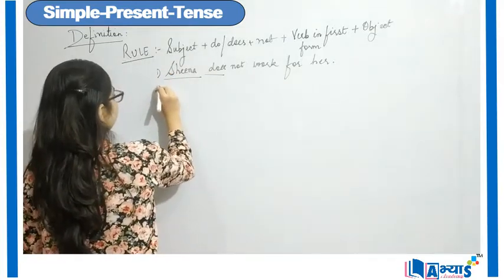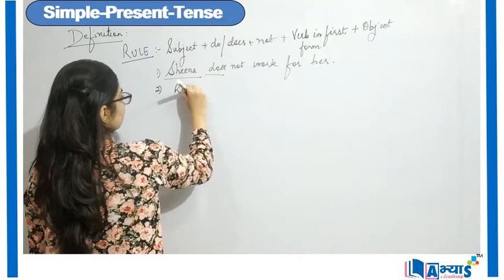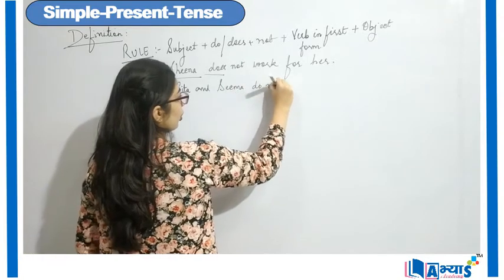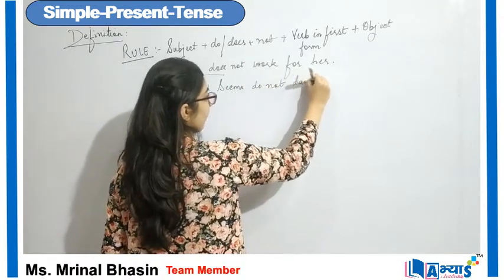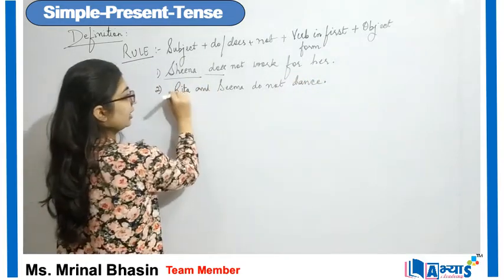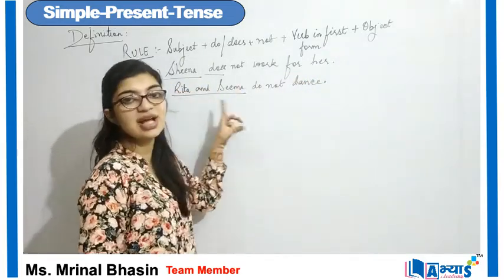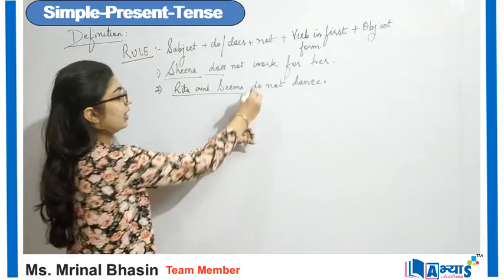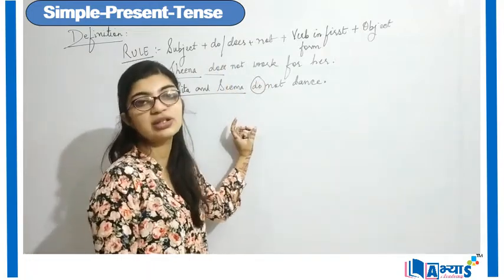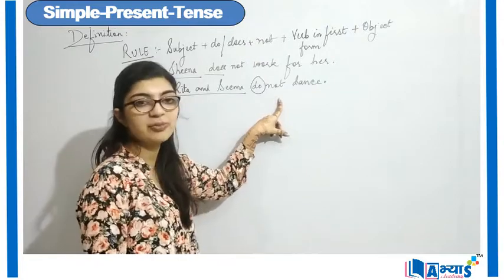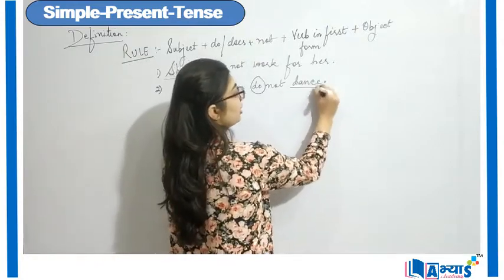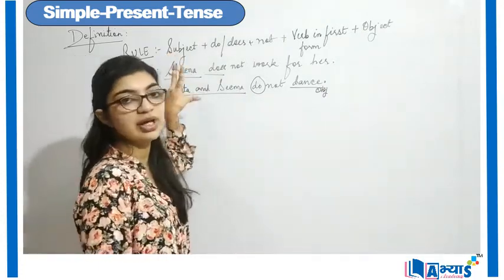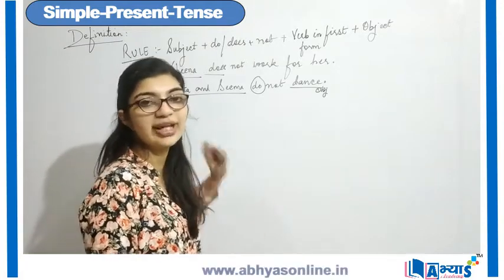Another example can be: Rita and Seema do not dance. Now Rita and Seema, since these are two persons, they are in plural form, and with plural the helping verb is always do and it is not does. Not is again for mentioning the negative sentence, and dance over here is the object. Now this was the usage of simple present tense for the negative sentences.